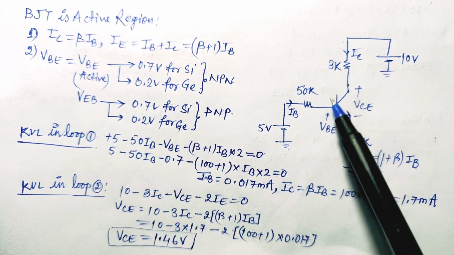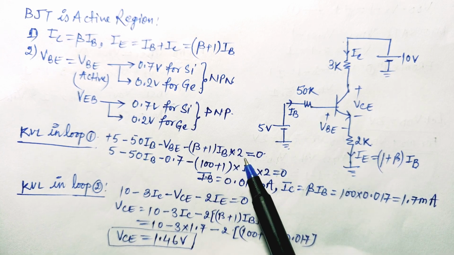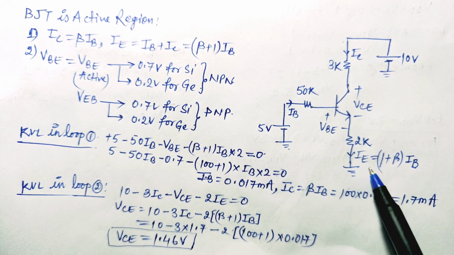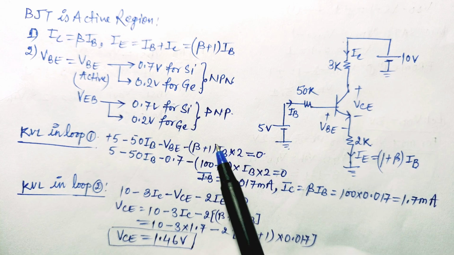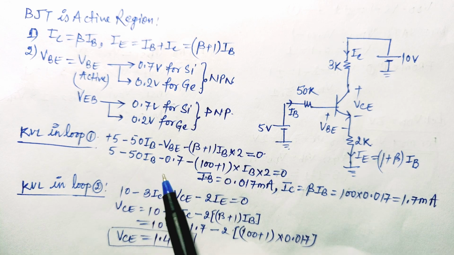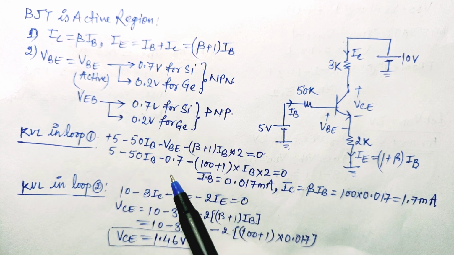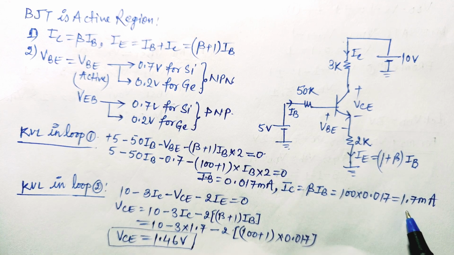So this is the circuit given to us. Now if we apply KVL at input node, then this equation can be written as 5 minus 50 IB minus VBE minus 2 into IE. We will put IE is equal to beta plus 1 IB. So we have put beta plus 1 IB here, and we will solve it, and by putting the values VBE is equal to 0.7 volt and beta is equal to 100 given in the question, then IB value can be calculated as 0.017 milliampere, and IC will be equal to beta IB. We put the value of IB here, and we calculate IC is equal to 1.7 milliampere.